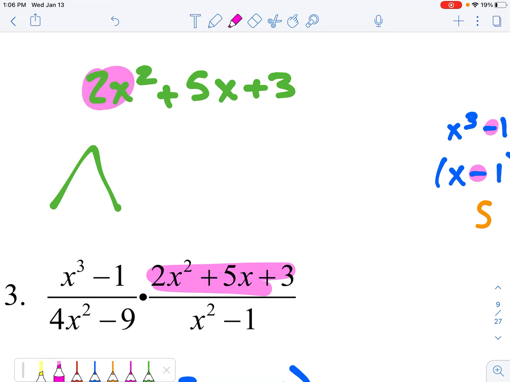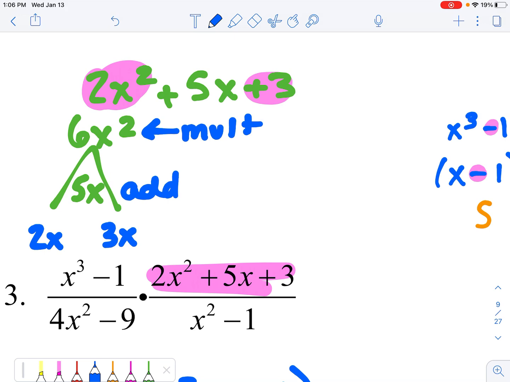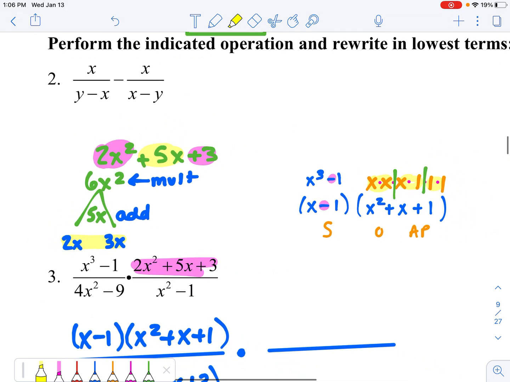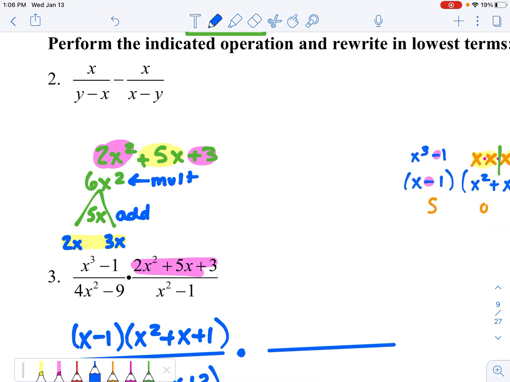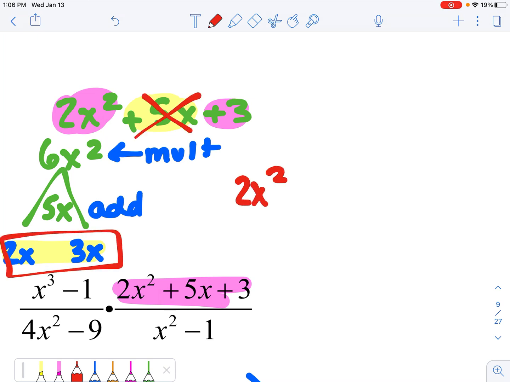I'm going to be multiplying my 2x squared times 3 to get 6x squared, and then I have 5x. I'm going to ask what multiplies to this and adds to that, and that's going to be 2 and 3. I'm going to take the 2 and the 3, and I'm going to replace that middle term. So replacing my middle term, I will now have 2x squared, but I'm going to erase this and put my two new terms, 2x, 3x, and then I continue writing the plus 3.